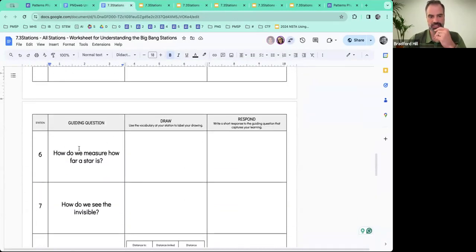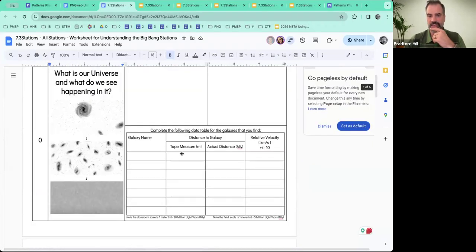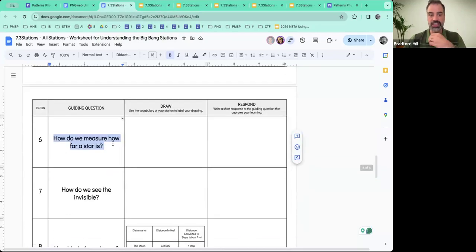So station 6, how do we measure how far a star is, right? Remember when we started this, we told them how far the star was. They measured with tape, so they kind of got the data collection experience, but had to convert that to the scale factor to find the actual distance. So now in station 6, they are actually getting the background. How do we find that?